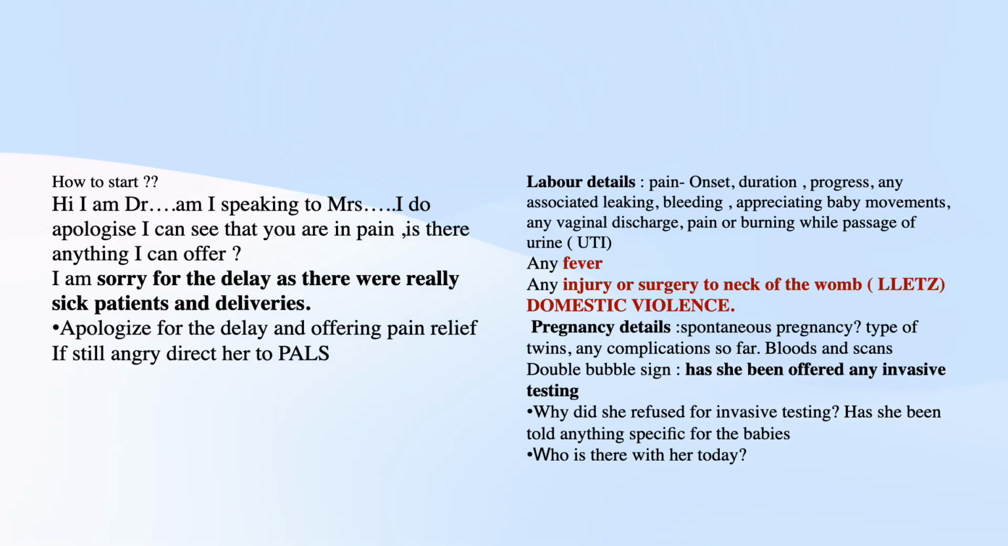No need to ask about addictions if the patient is in severe pain, but if the patient is not in severe pain, you can ask about addictions as well after signposting. Okay, the take home message in the information gathering is whenever you see a preterm patient, ask about fever, UTI, surgeries to the neck of the womb, and domestic violence in the most gentle way possible.